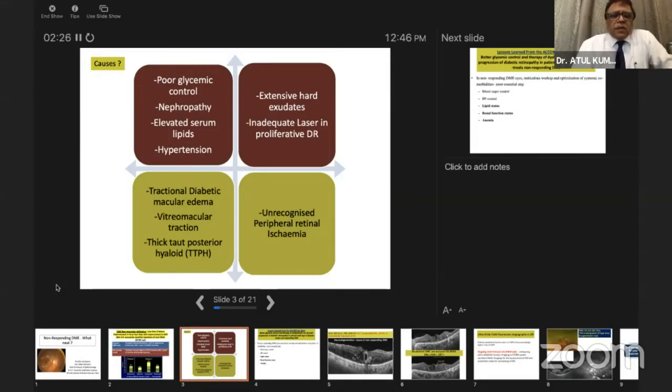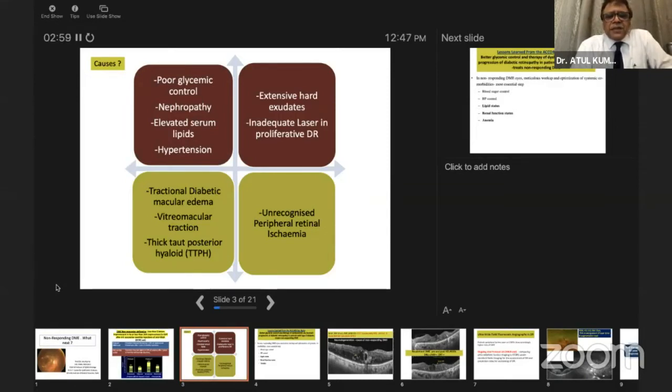Tractional DME is another important condition which you have to identify on OCT, and if you do pick up, you can do the dynamic focus, DF, which is there in some of the swept-source OCTs like the Topcon. So you can see the vitreoretinal interface. If there's a tractional element, that may be a cause of the non-responding DME. And so is the case for vitreomacular traction, thick taut posterior hyaloid, which is so commonly seen. The hyaloid tends to thicken and becomes opacified, and this pulls on the macula and causes unrelenting edema.